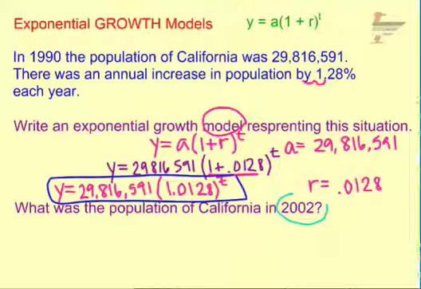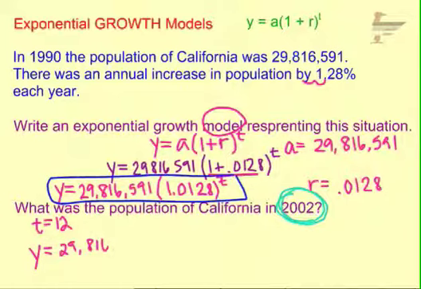So now we're talking about a year. How many years is 2002 since 1990? So our t value, that is 12 years later. So our t value is going to be a 12. All we do now is just plug in 12 for t to get a number. So y equals 29,816,591 times 1.0128 raised to the 12th power.